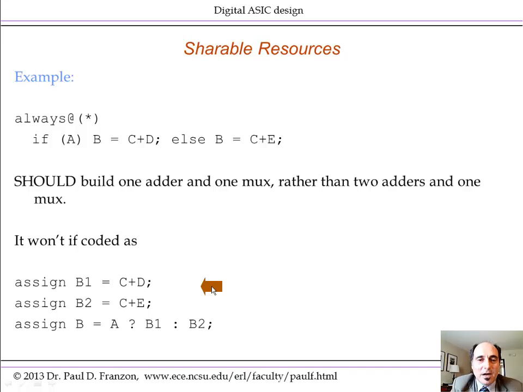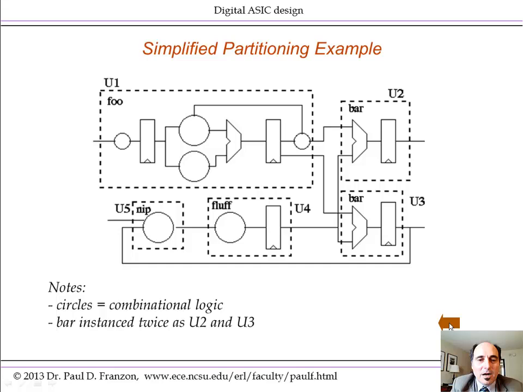So here I'm going to have a simplified bad partitioning example, not really bad but suboptimal, and show you how to fix it within the synthesis run. What we have here is a large module foo, and this size is fine. Instance is U1. 2 modules bar, instanced separately, one is U2 and one is U3. Module nip implemented as U5. Module fluff instance is U4.